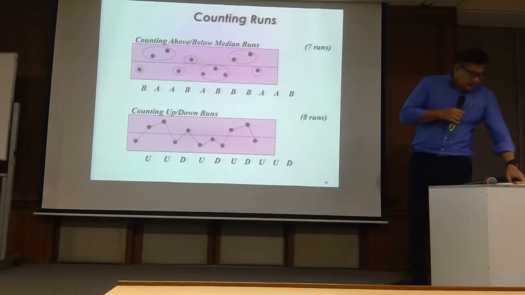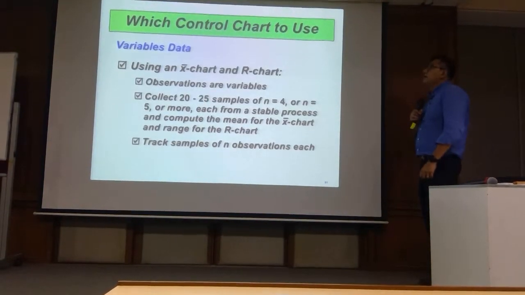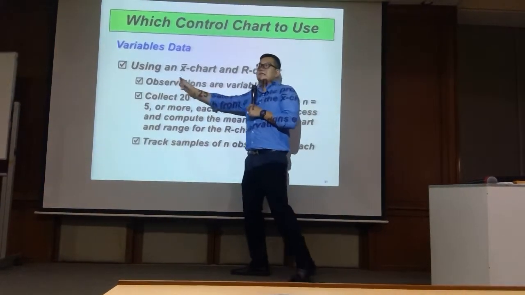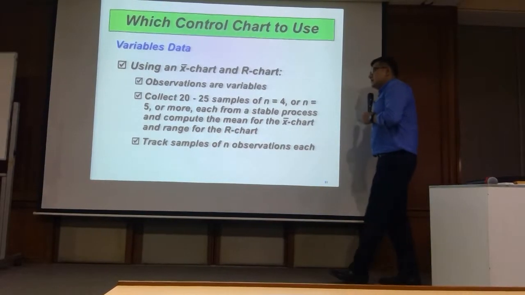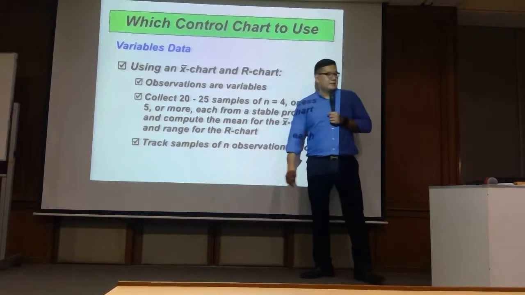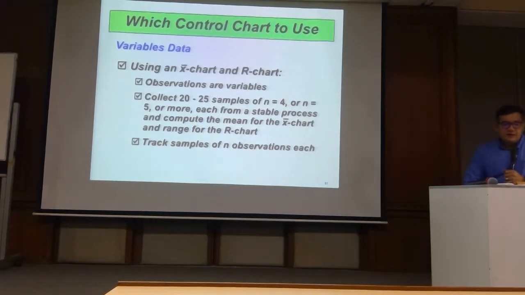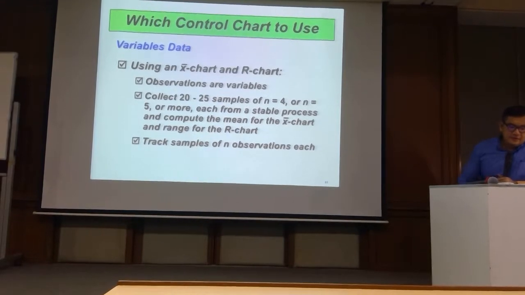Okay. And in conclusion, for variable data, once again, we apply the X bar and R chart. So you need to select the sample size, 5, 9, or more, right? And how many points are we going to plot? Generally, it's about 20 to 25 samples, right?